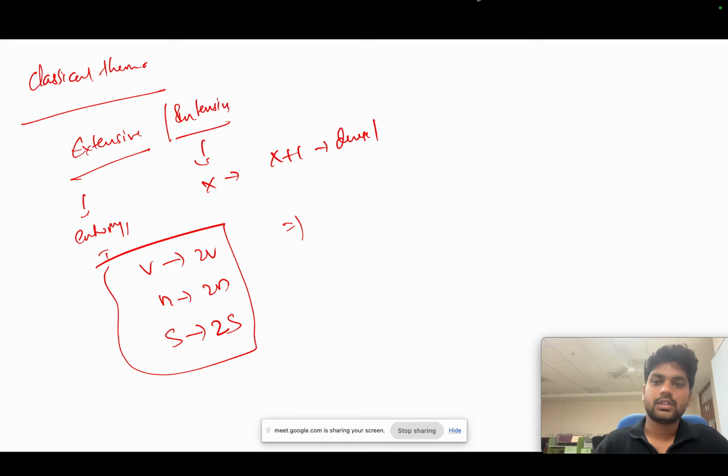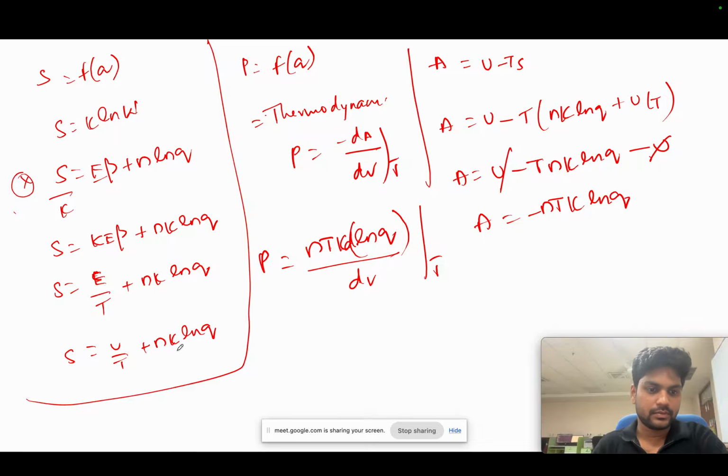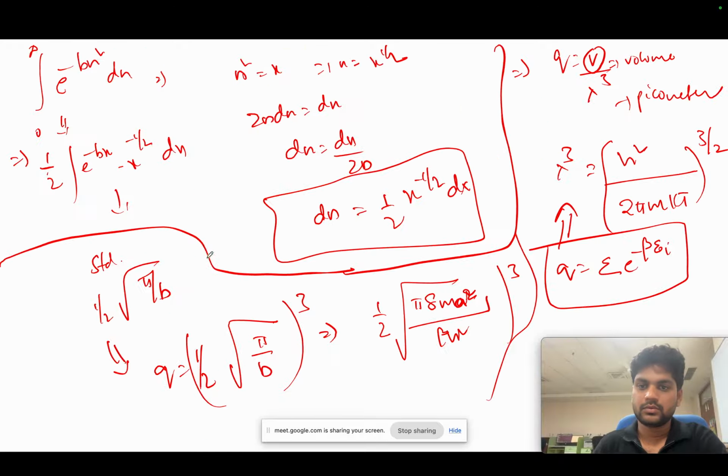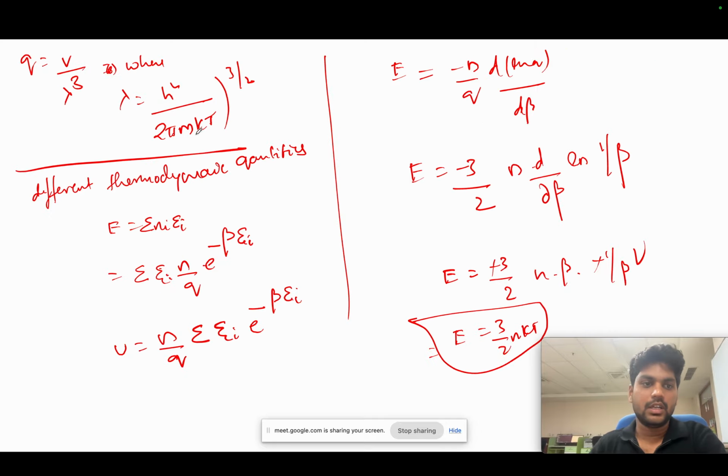We also know this formula, you should know this one, S equal to nk ln q. I am writing the formula here. Now I am rewriting the equation in terms of the E and q formulas which we know from here.